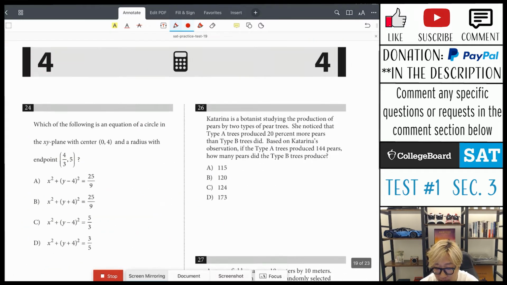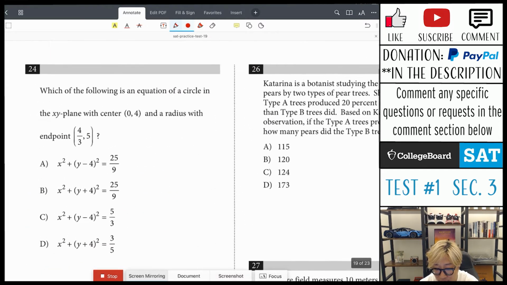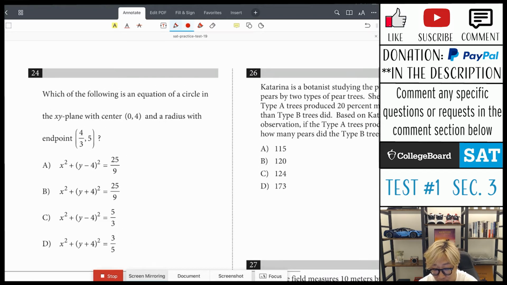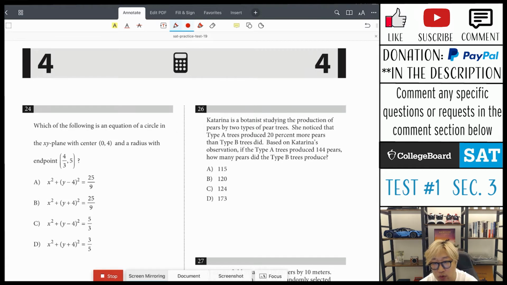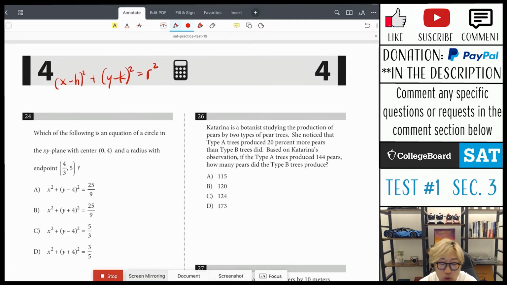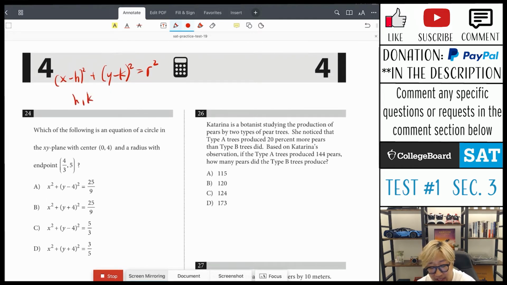Alright, moving on. Number 24. Which of the following is an equation of a circle in the xy plane with center (0, 4) and radius of 4, 3, or 5? Alright, so first of all, in order to do number 24, you do need to memorize this one formula if you don't already have it, which is (x minus h) squared plus (y minus k) squared is equal to r squared. This is a circle equation where h and k is the center of the circle and r is the radius. So y'all have to know this equation.